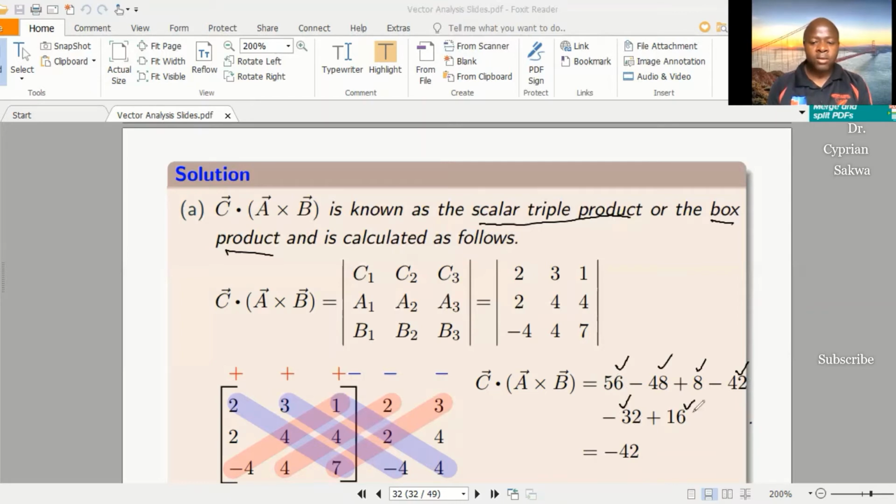So working out all this, I get negative 42. Negative 42 is the scalar triple product.